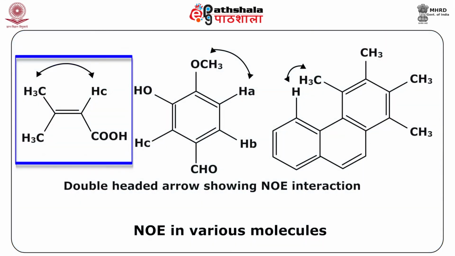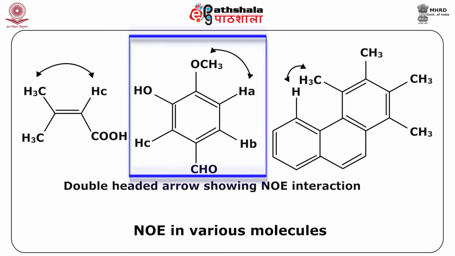To understand the phenomenon of NOE, let's take an example, students, of 3-methyl-2-butenoic acid. If the vinyl proton Hc is irradiated, the intensity, that is the integral value, of the cis-methyl group becomes greater than that due to the trans-methyl group. Similarly, on irradiation of the cis-methyl group, the intensity of the Hc increases, whereas the irradiation of the trans-methyl group, which is at more distance, does not affect the intensity of the Hc signal.